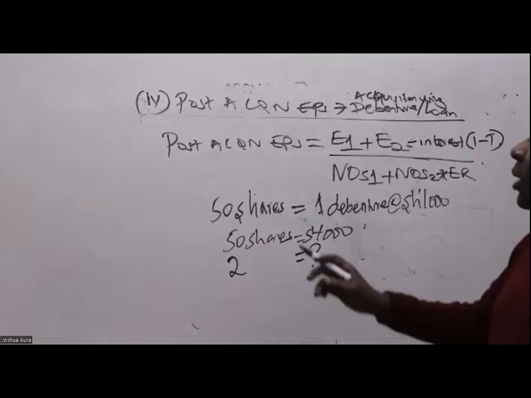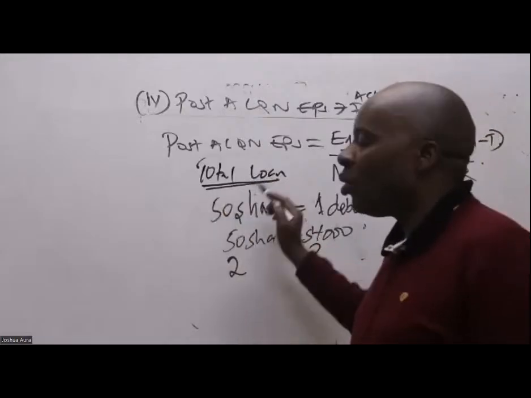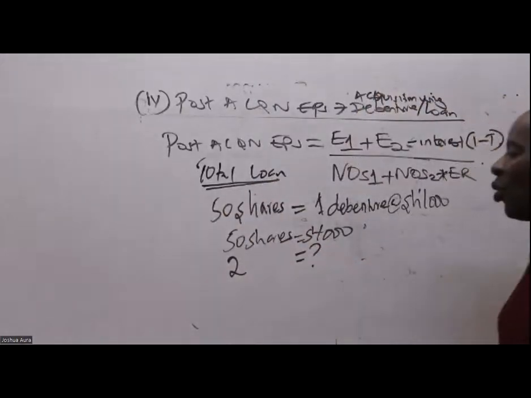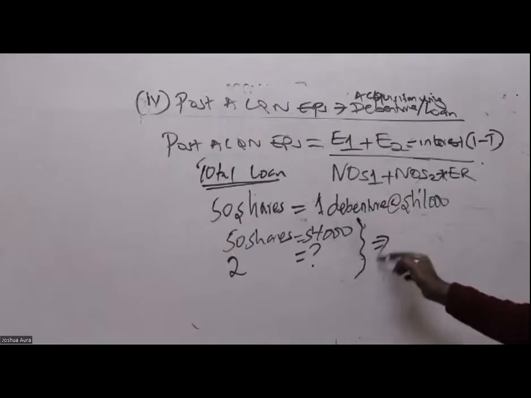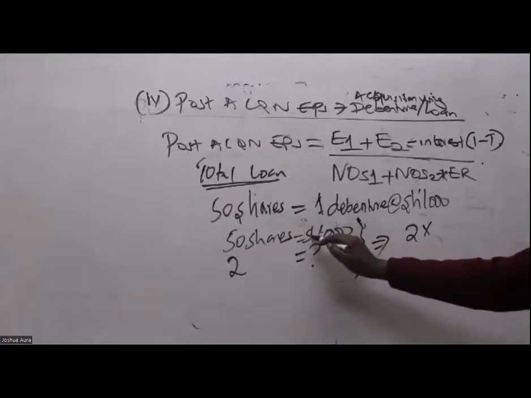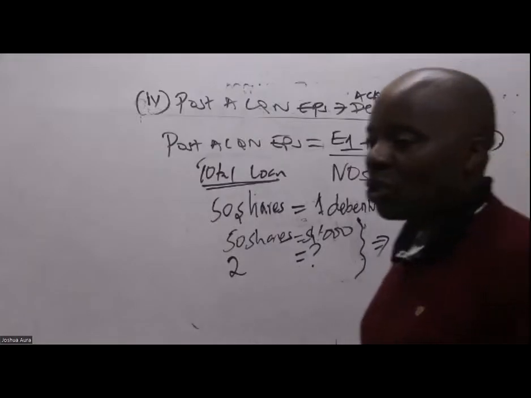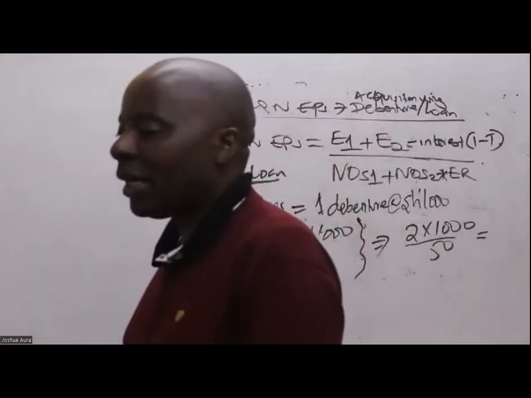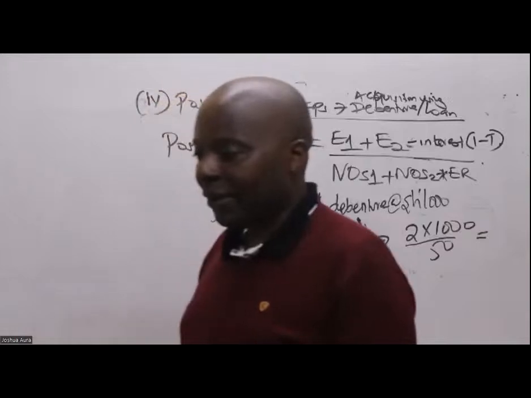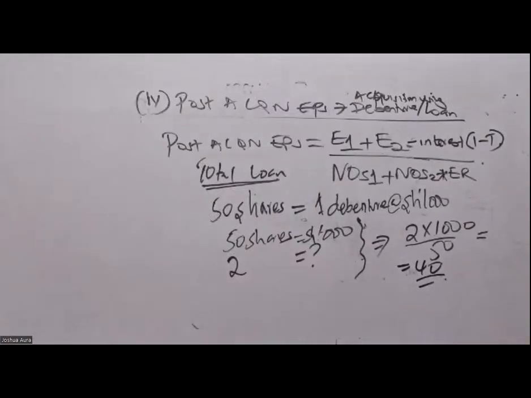So in short, what I want to do here is to get the total loan. I'm doing a working for the total loan. So come here and cross multiply. When you cross multiply, this will be 2 times 1,000 all over 50. So what is the total loan? They are telling me it is 40. This is the total loan.